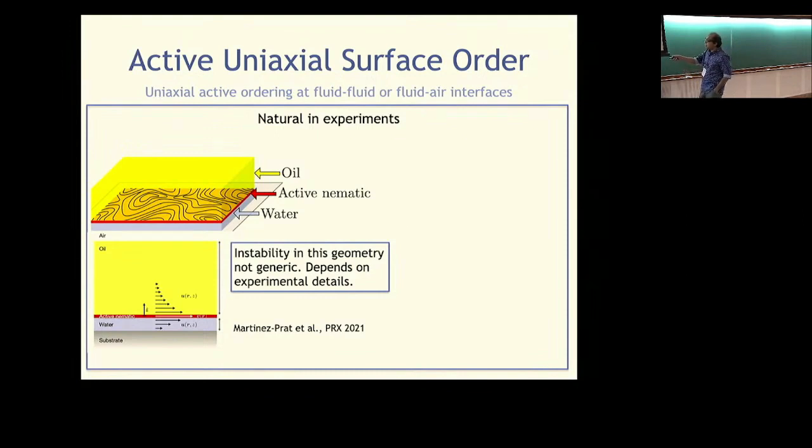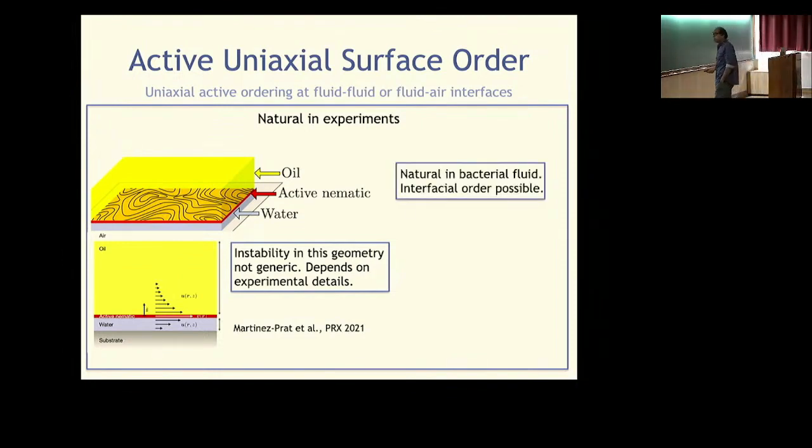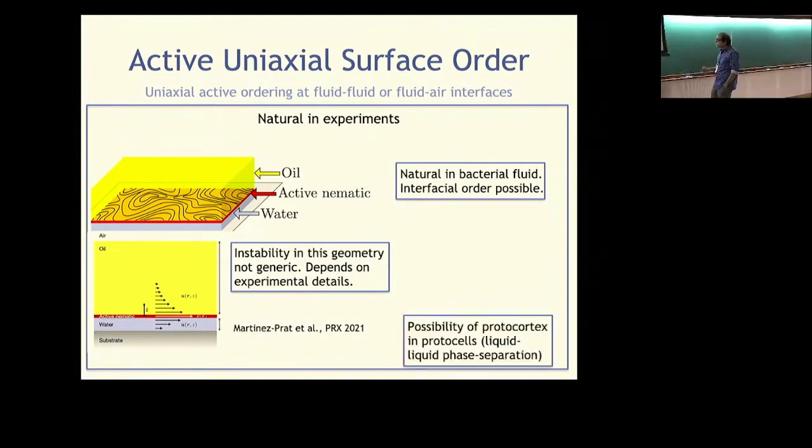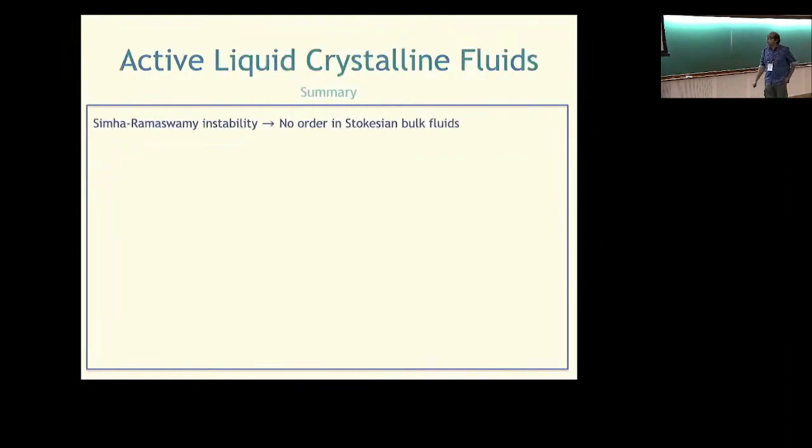For instance, the system here is effectively incompressible, because of the huge amount of PEG pumped into this layer. But one could, in principle, create systems in which one allows for microtubules to shrink and grow, and then there would be no reason for that system to be incompressible, or to have a generic instability. Also, this kind of ordering may be natural in bacterial fluids. And if you have a liquid-liquid phase separation in a system with elongated active particles, you can form a protocortex in the dense phase, in principle. So I'll summarize because I'm running out of time.